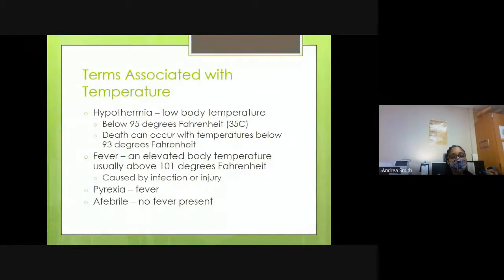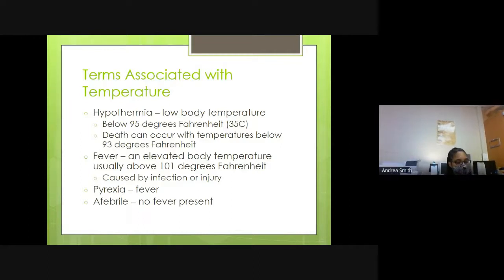Right. Terms that are associated with temperature. You have hypothermia, which is a low body temperature. It's when the body temperature is below 95 degrees Fahrenheit or 35 degrees Celsius. Death can occur with temperatures below 93 degrees Fahrenheit. It's too cold. There's no blood circulating through the body. So that phrase, somebody froze to death, it's really because people can freeze to death.